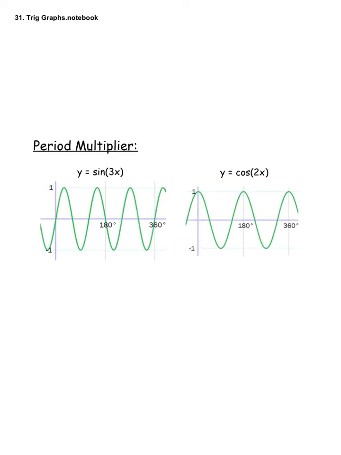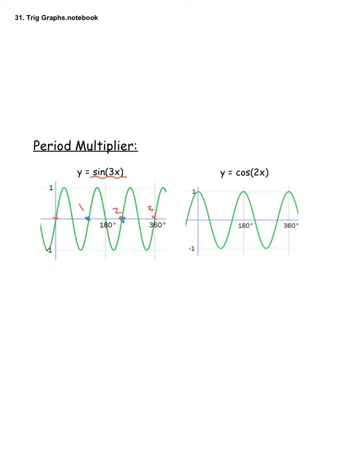The period multiplier is another thing that affects a trig graph. If we put a 3 next to the angle of sine x, what happens is the pattern of sine x repeats itself 3 times within 360 degrees. So that's where the first one starts, and that's where the first one finishes. Here's where the second one starts, and the second one finishes. And then here's where the third one starts, and the third one finishes. Okay, so we've got 1, 2, 3 repeats of the same pattern within 360 degrees, and that's what the period multiplier does.